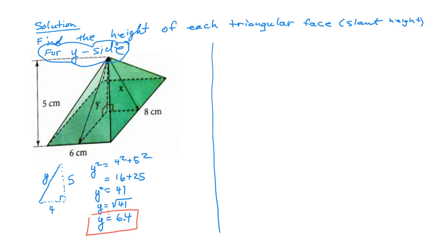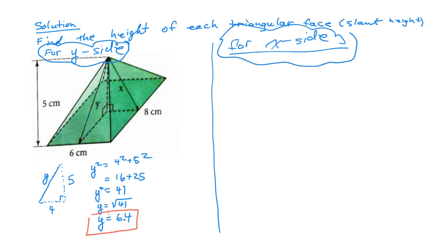So for our x calculation, here's what we have. We are looking for the x side. And in this case, what we're looking for is this portion of our triangle. Now, we can follow the same pattern that we did here to find y. The triangle that we have here is going to look like this.